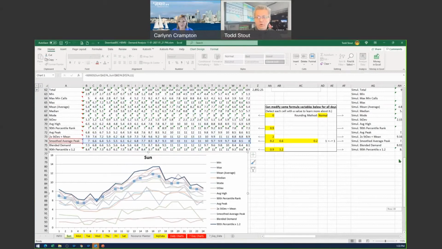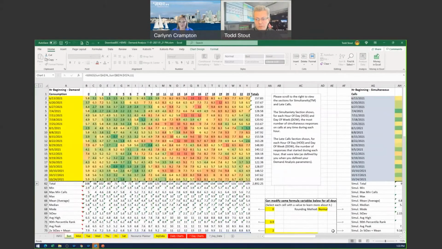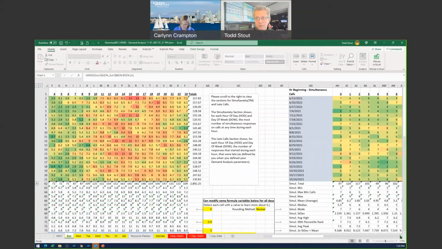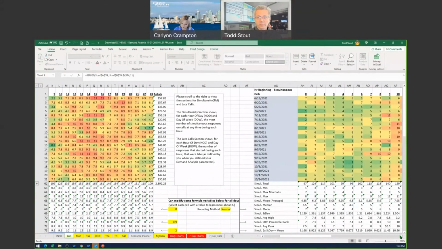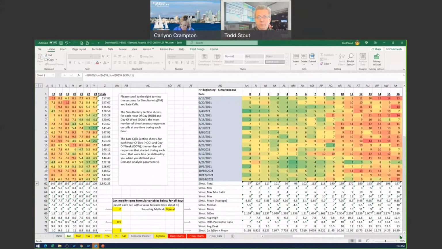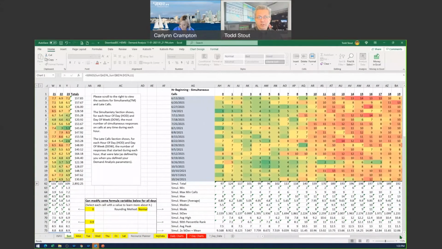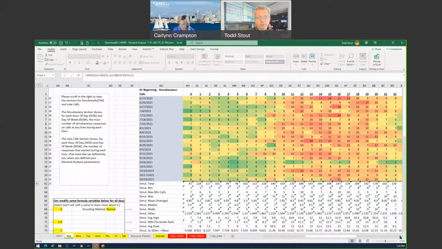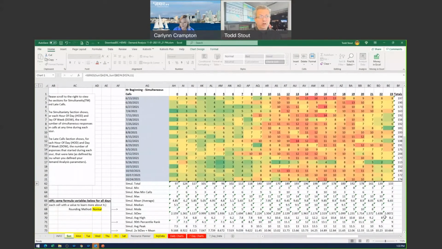And I will scroll up here to the top, and I will scroll over to the simultaneous call section. Now, this section is a little hard for a lot of people to get the first time we start to talk about it. So I'm just going to scroll slowly so I don't go too far. But there's a little bit of information about it here.